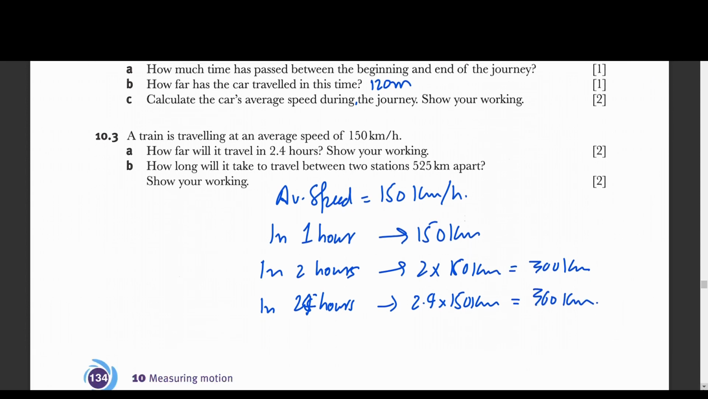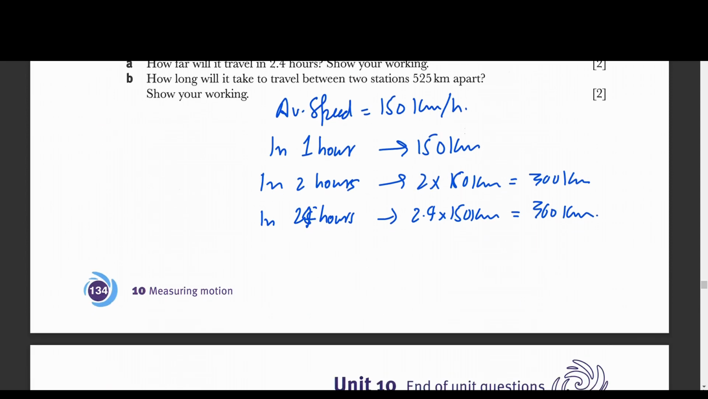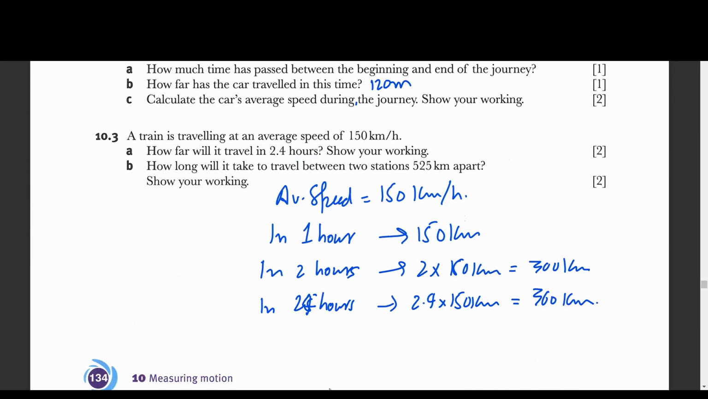Fine. Okay. Part B says, how long will it take to travel between two stations 525 kilometers apart? Show your working. So this is a really, really easy one. We know that the speed of this train is 150 kilometers per hour.